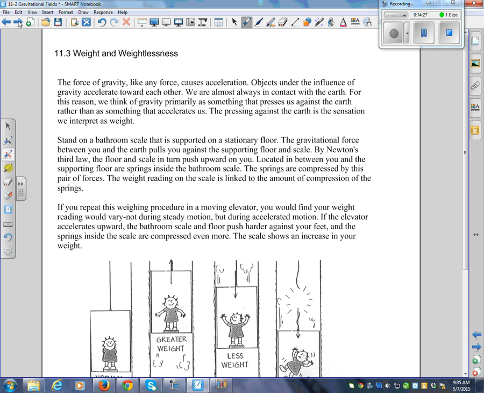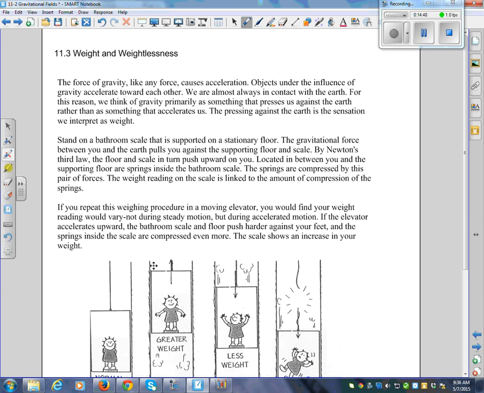Okay, let's talk about weight and weightlessness again. Review: the force of gravity, like any force, causes acceleration. Objects under the influence of gravity accelerate toward each other. We're almost always in contact with the Earth. For this reason, we think of gravity primarily as something that presses us against the Earth, rather than as something that accelerates us. This pressing against the Earth is a sensation we interpret as weight.